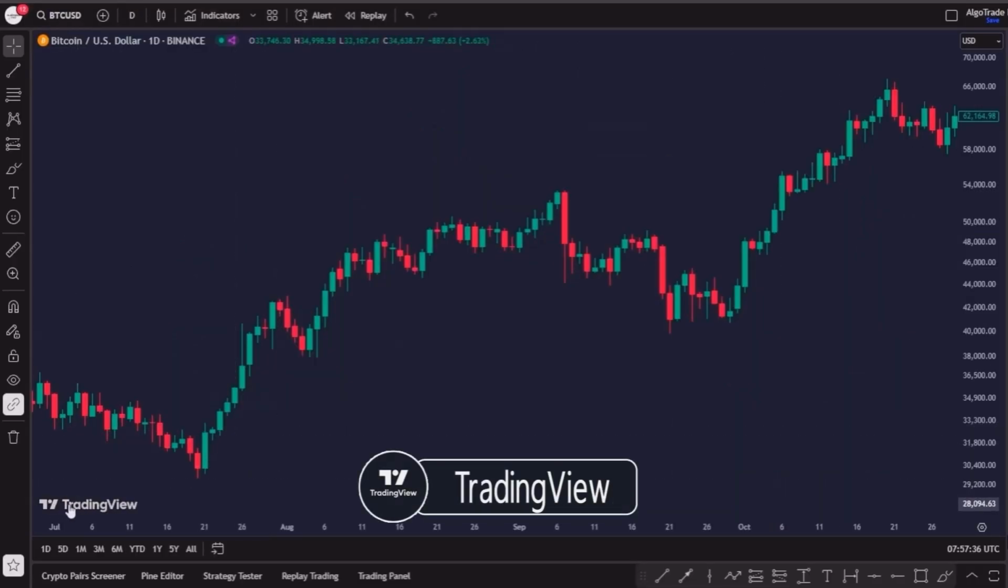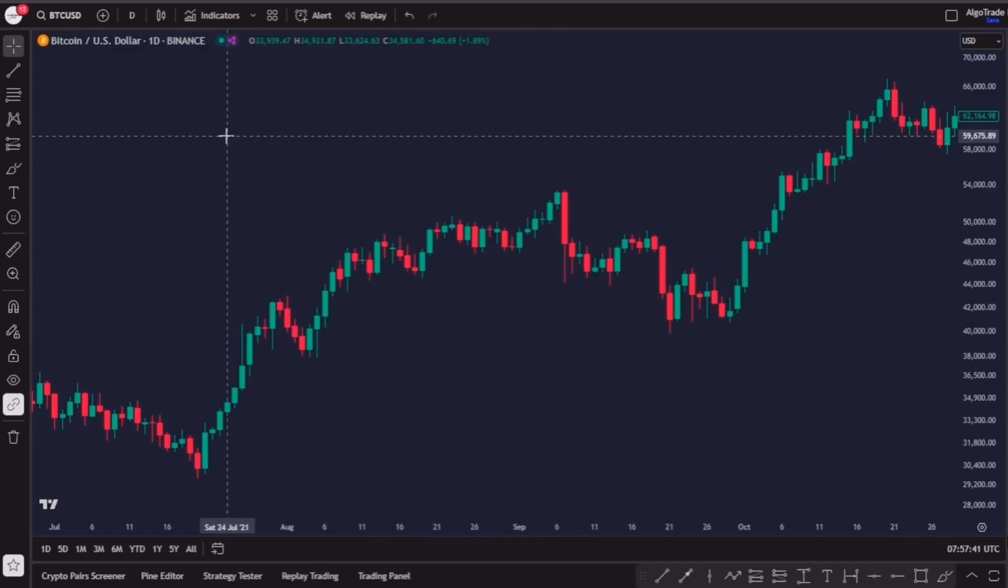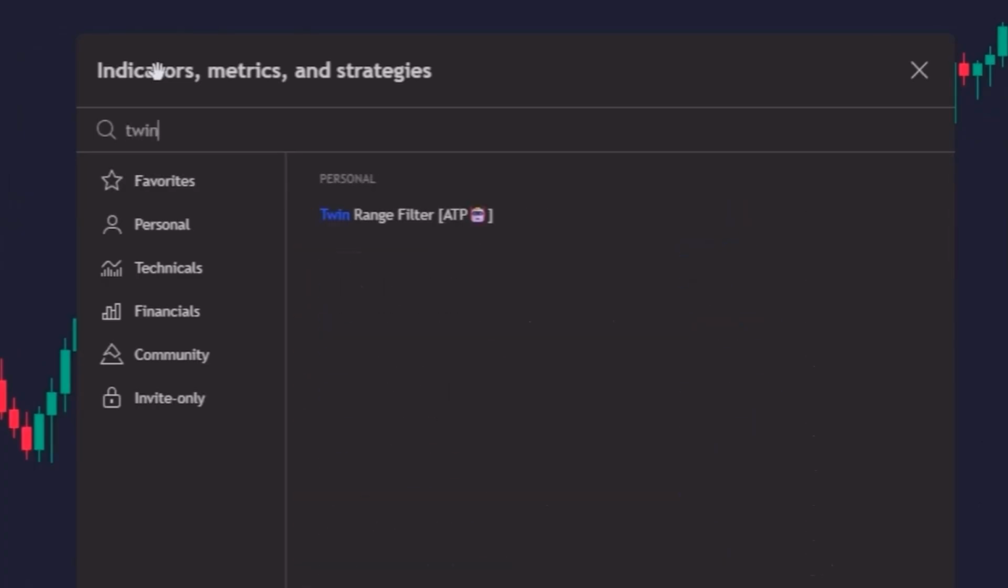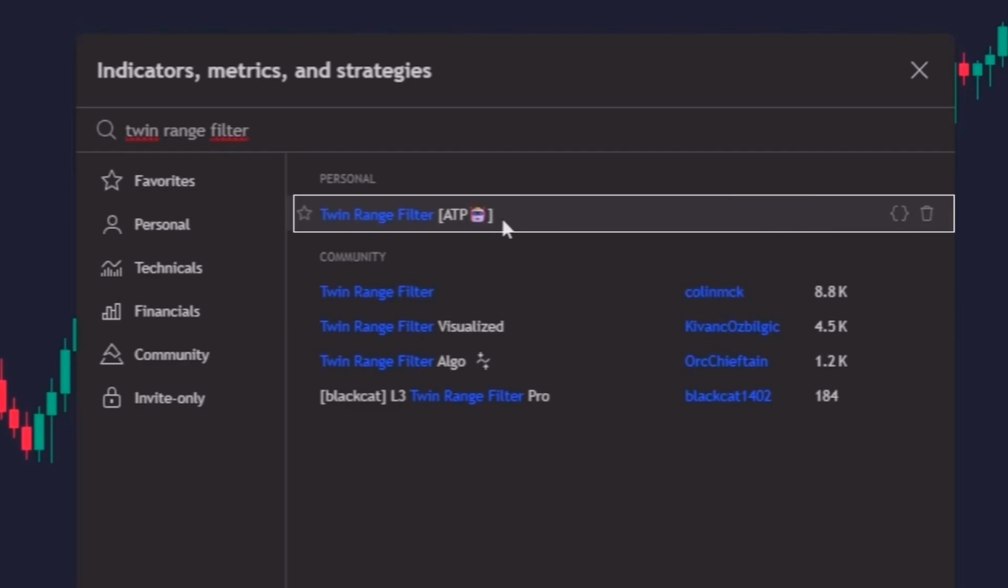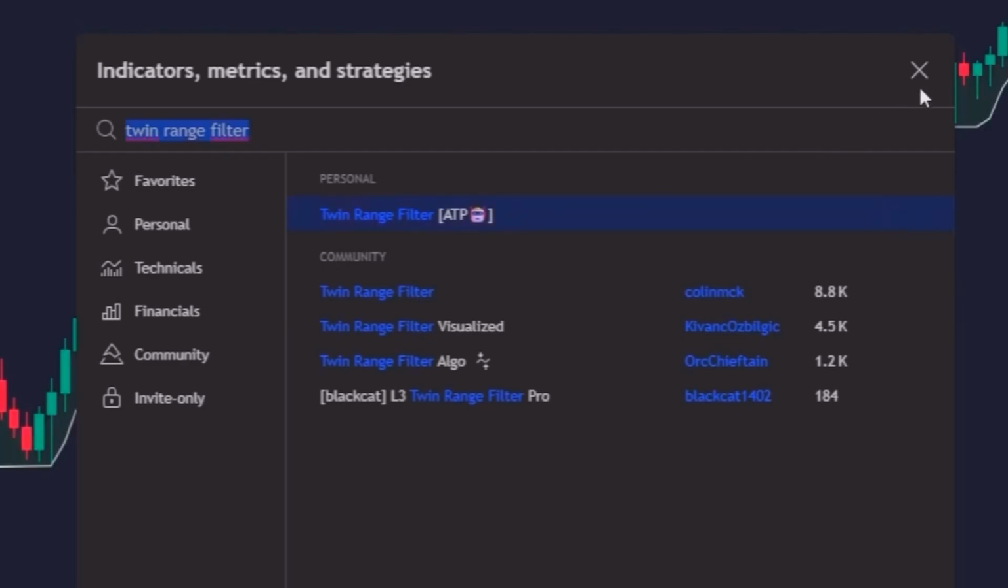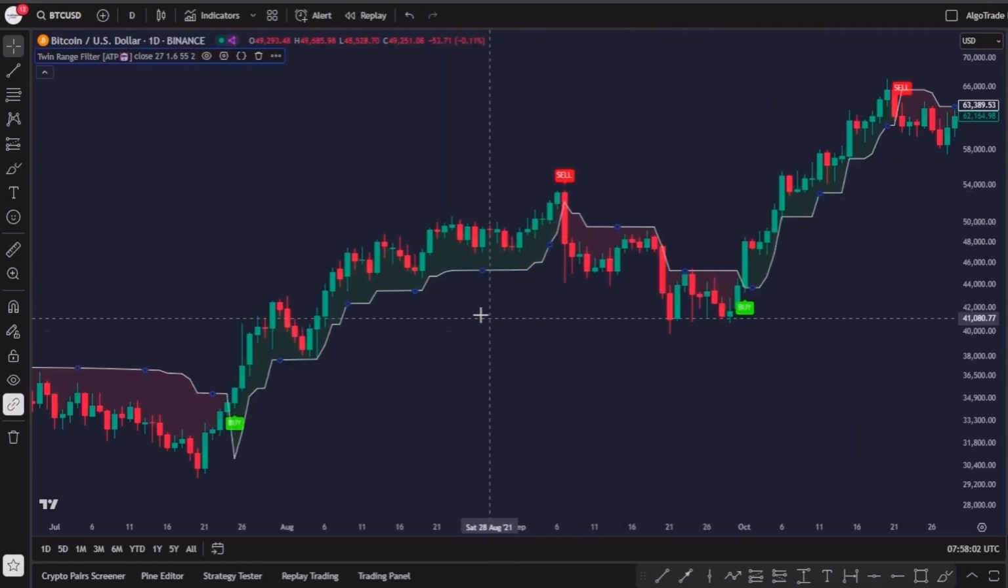Now let's head over to TradingView so we can set up the indicator and see how it works in real time. To begin, open the Indicators tab and type in Twin Range Filter. You will see several community versions available and feel free to use any of them. But in my case, I will be using a custom version I coded myself, which clearly displays the buy and sell signals and also includes the filter lines.